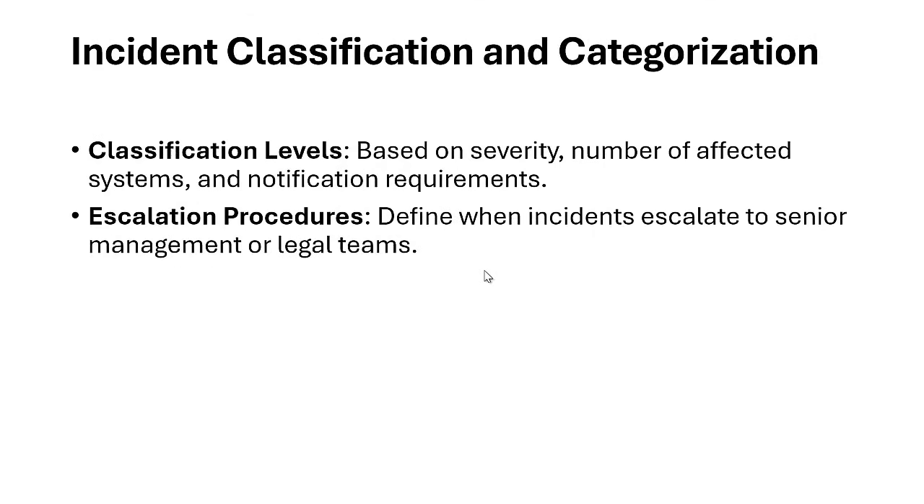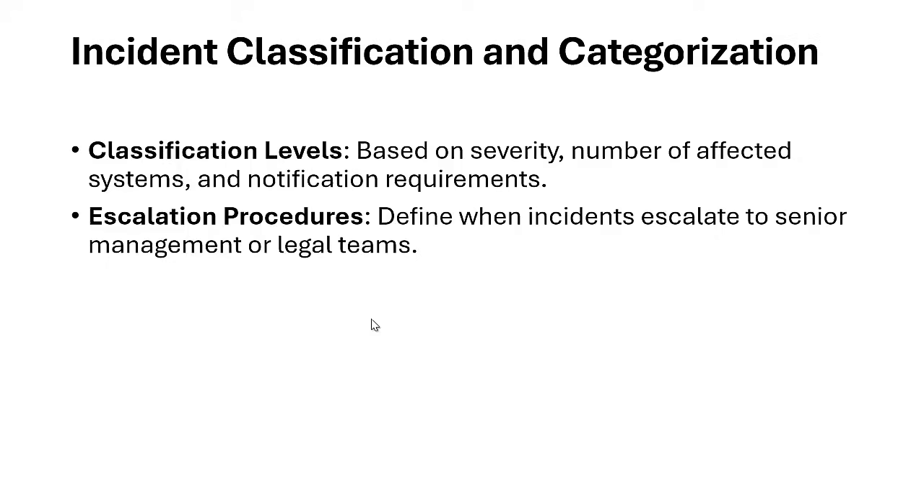Now, when we're talking about incident classification, as I said, an incident will be classified based on the severity, based on the number of affected systems. And it is very, very important to have an escalation process. Why? Because when you're defining an incident, escalation to senior management and reporting is required, and that has to be documented. That's a very important part.